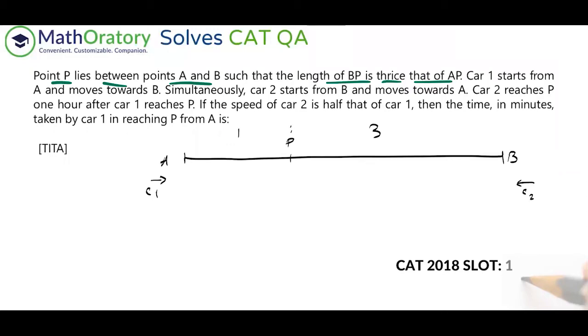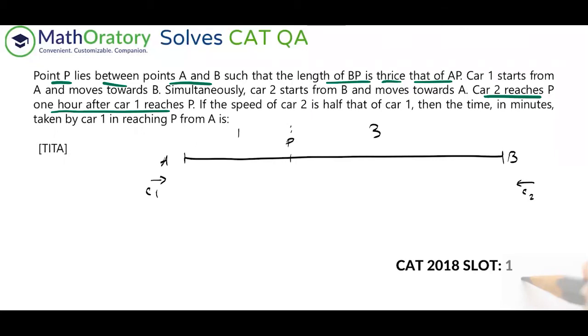simultaneously as well. Great. Now car two reaches P 1 hour after car one reaches P. So it says that car two takes 1 hour more to travel BP than car one takes to travel AP. That is what this point is indicating, right? Because they're starting simultaneously, car two is reaching 1 hour later. Okay, I'll keep that information as of now because that's not a ratio.